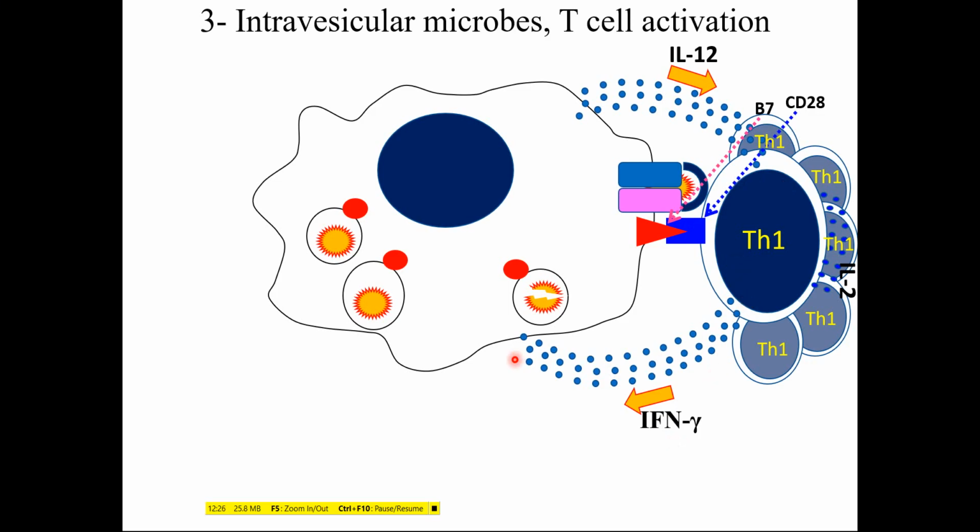T helper 1 cells produce interferon gamma. They also do something very interesting. That roommate that you gave a punch, when it wakes up, gives you a punch back. All right? Gives you a punch back. What is this punch back?